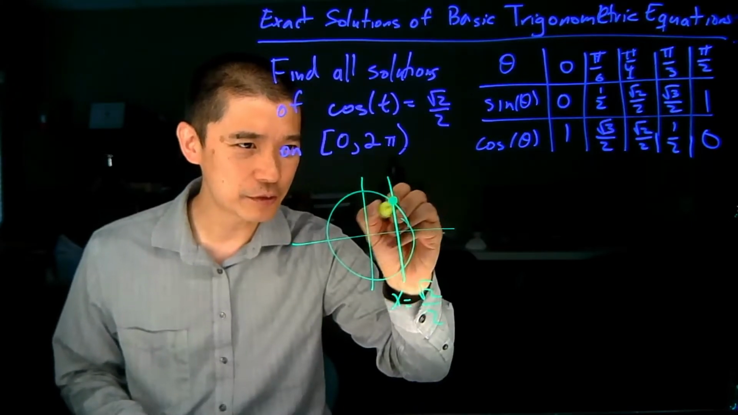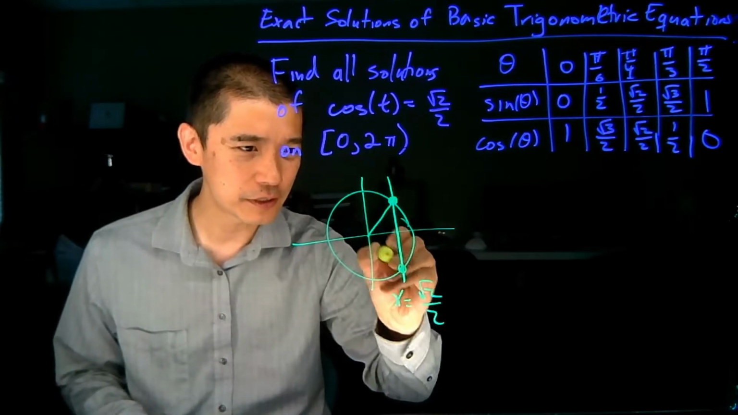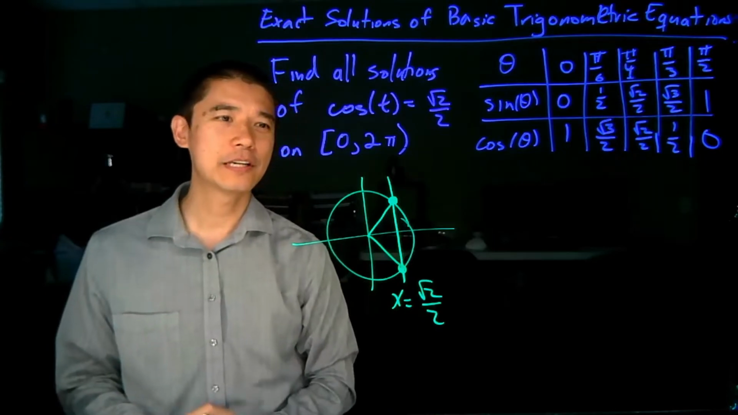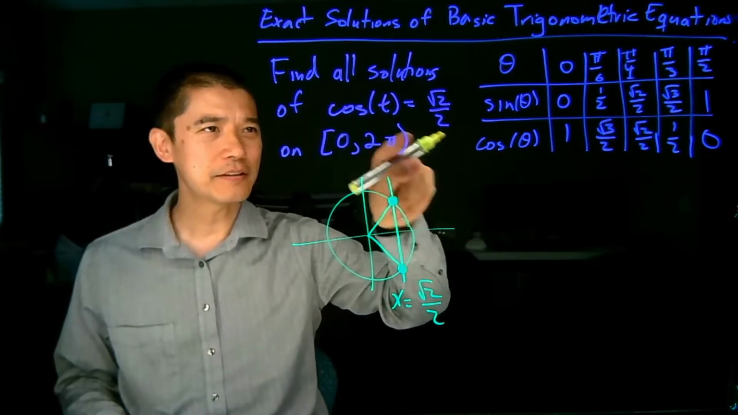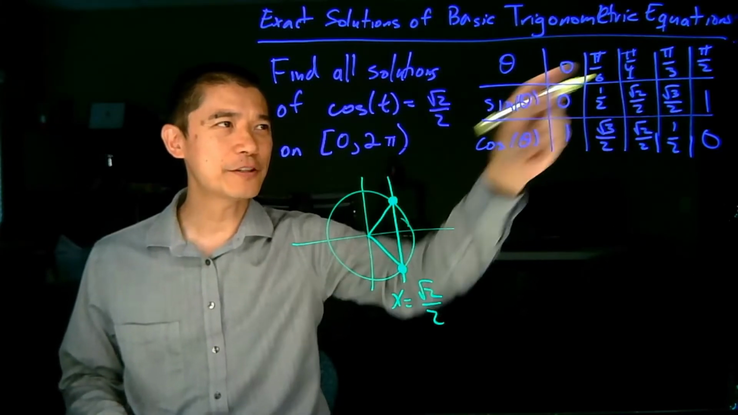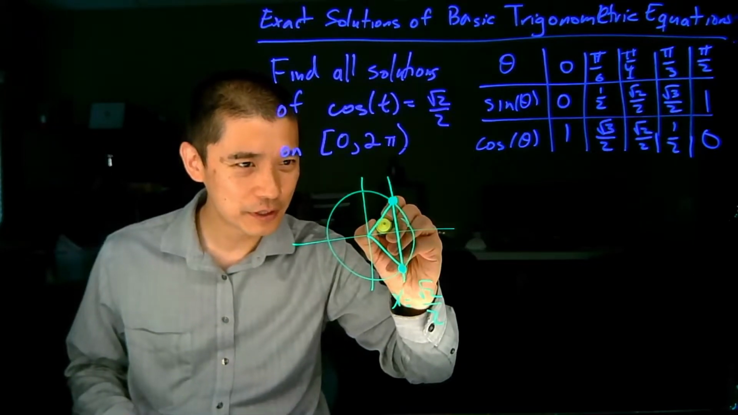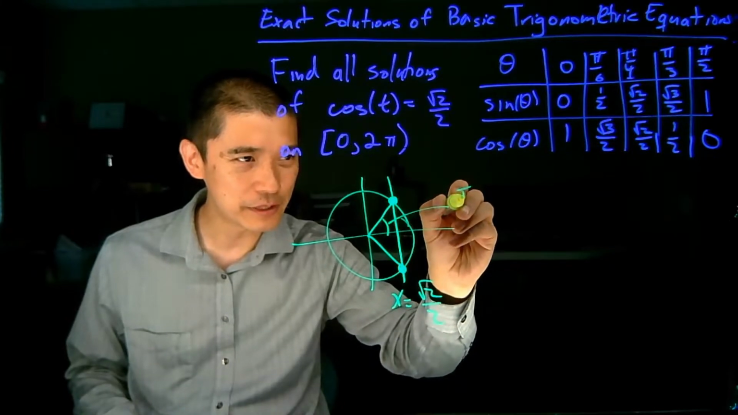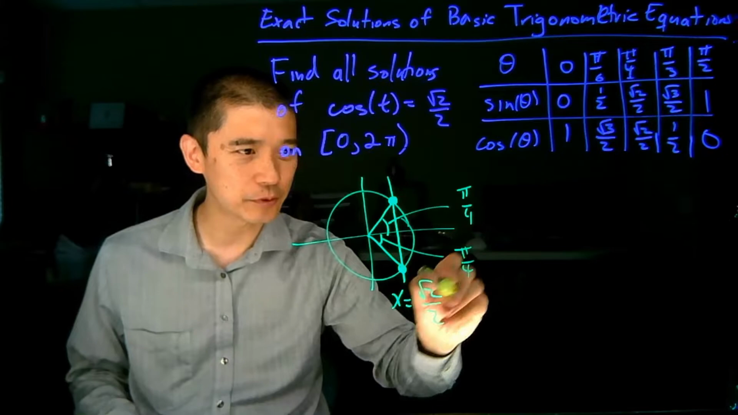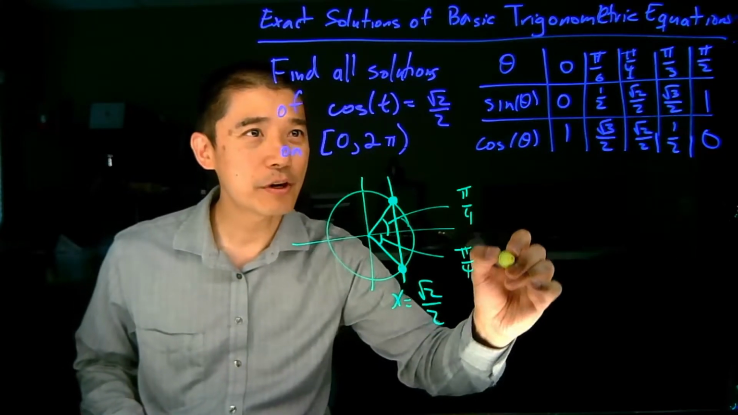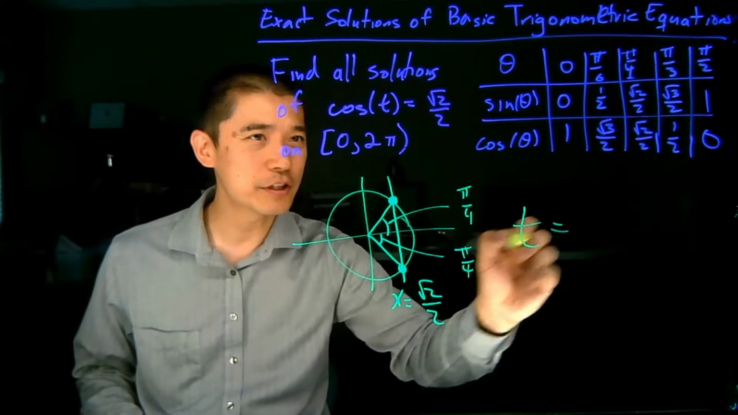So we're going to have a solution up here in the first quadrant and a solution down here in the fourth quadrant. And now we have to start thinking about the reference angle. So cosine of theta is square root of 2/2. The reference angle is going to be pi/4. And so in this diagram, that angle right there is pi/4, and then this angle right here is pi/4. So then the question becomes, what are our solutions going to be? What are our t values?